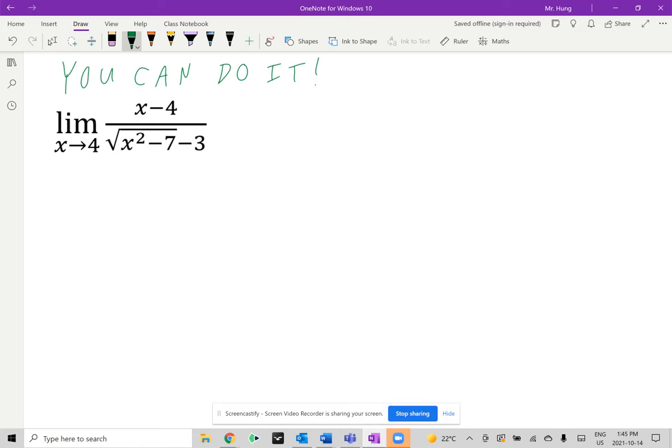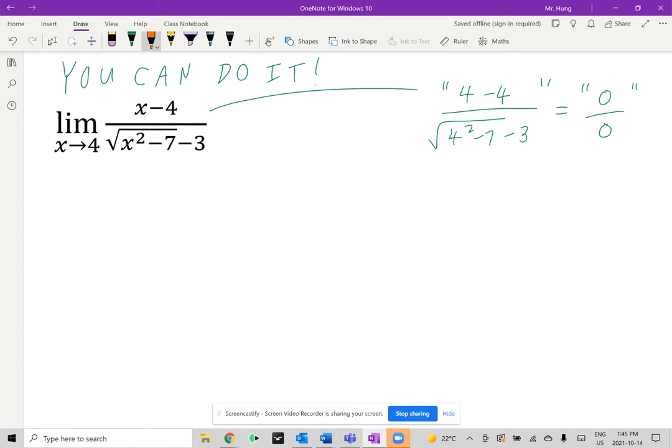Step 1. If you plug in x equal to 4, you would discover this would give you (4 - 4) divided by (the square root of 4 squared minus 7, minus 3). And if you simplify this, this is basically 0 divided by 0. And again, this will give you one of the 7 types of indeterminates. So what you have to do is move on to step 2.